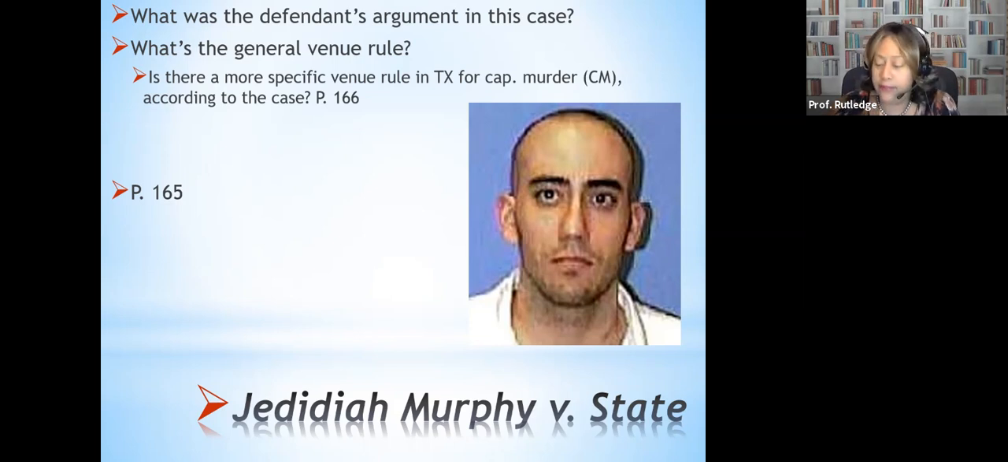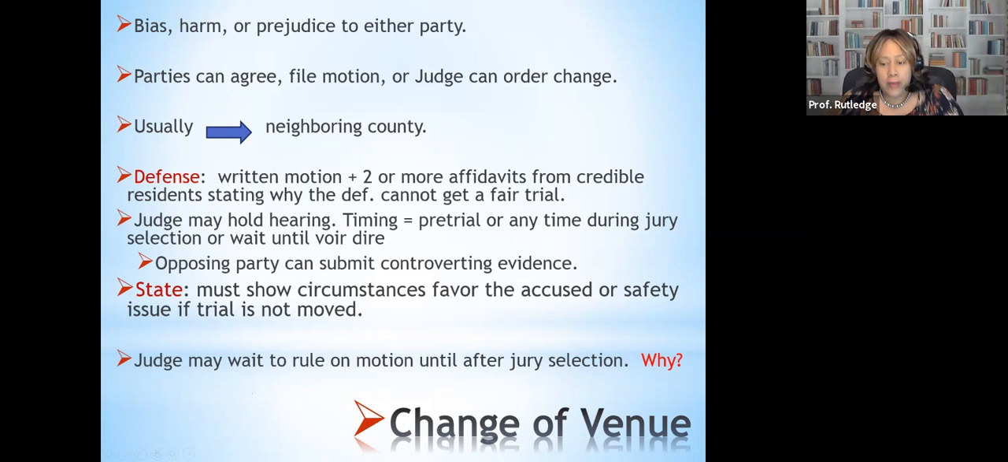So that's a pretty clear-cut case, but the issue of venue can be a little bit more complicated, especially when you have a concern about wanting to change venue. Anytime there's a concern that there may be prejudice to another party, that can be an issue. The primary party who likes to request a change in venue is usually the defense, but the state can request it as well. The parties can agree to change venue, a motion can be filed, or the judge can order the change. Usually venue goes to a neighboring county.